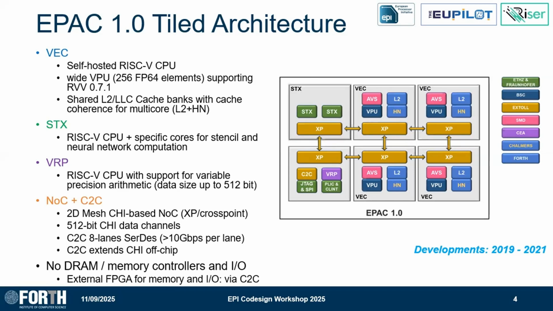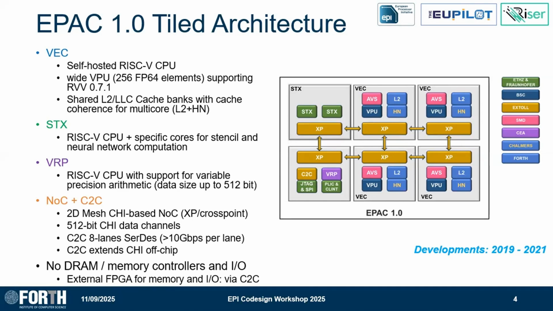You already know about the wide VPUs. It was the RISC-V vector version 0.7, and we had this shared last level cache and banks with coherence based on the CHI, as we'll see a few more details. The STX, we mentioned already about the stencil and neural accelerator, the VRP, and now it's the NOC and the chip-to-chip link from Extoll.